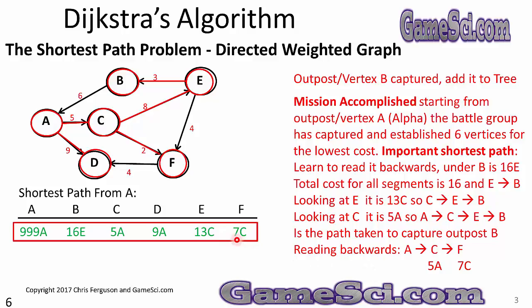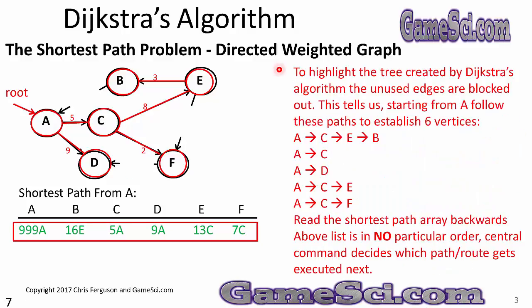Looking at F, we got there from 7C. Going back to C, we got there from 5A. So reading backwards in the shortest path array, our path to F was A, C, F. To highlight the tree created by Dijkstra's algorithm, the unused edges are blocked out.